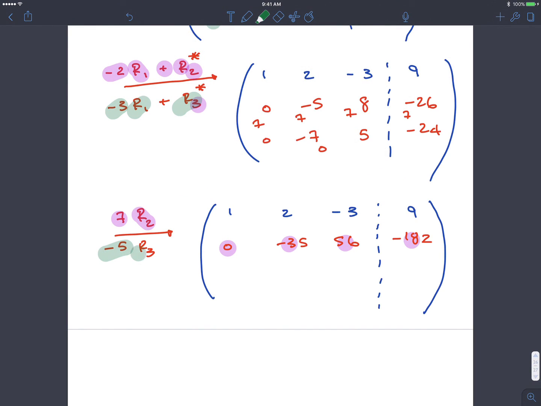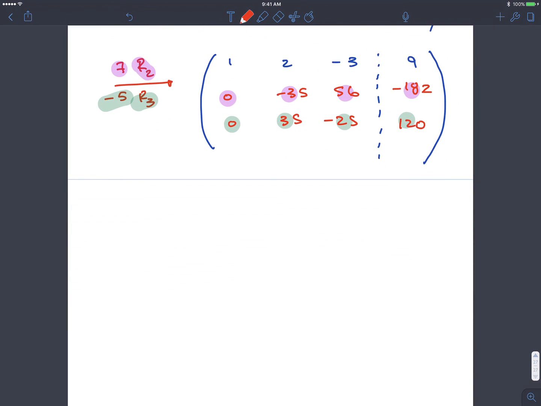Row 3 is -5 times row 3, so I'm going to multiply every entry here in row 3 by -5. Now let's erase some of these things so we don't get confused. So -5 down here, -5, -5. Okay. 0 times -5 is 0. Negative times negative is positive: -25. Positive 120.